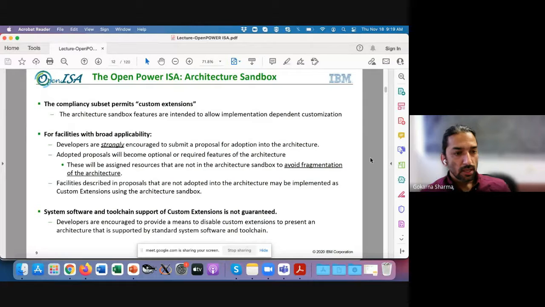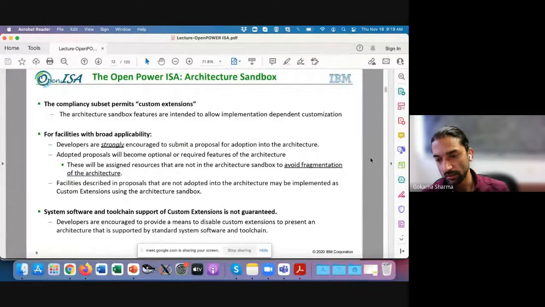So the compliance subset permits custom extensions. The architecture sandbox features are intended to allow implementation-dependent customization. For facilities with broad applicability, developers are strongly encouraged to submit a proposal for adoption into the architecture.